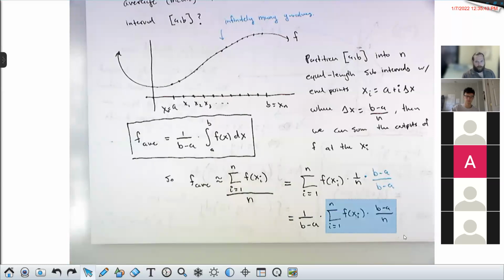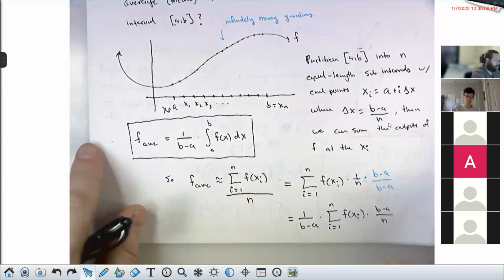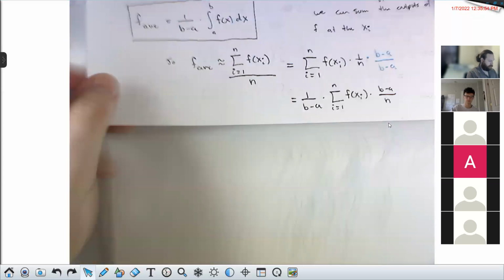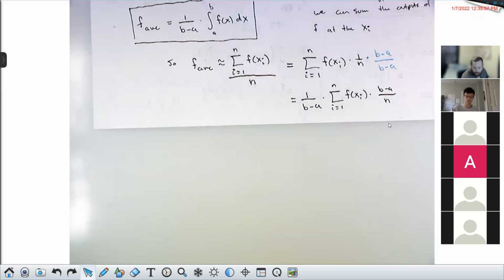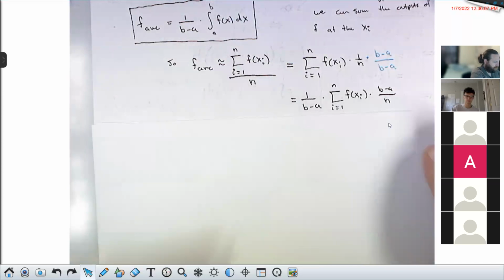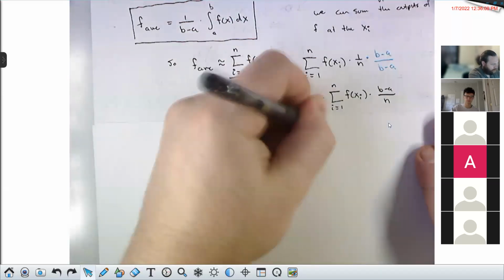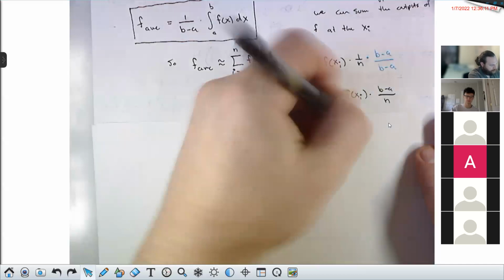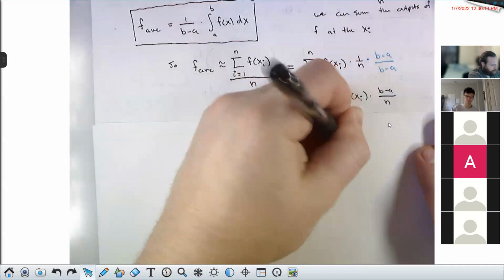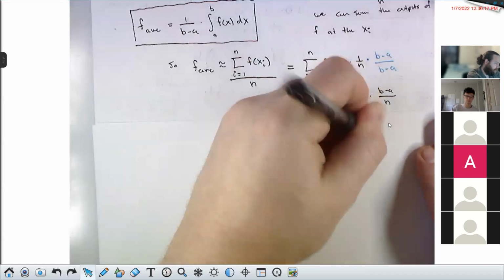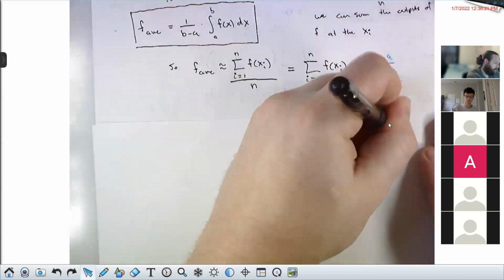And you may or may not recognize this at this stage. If I rewrite (b minus a) over n as delta x, hopefully you will recognize it. This is the formula for the Riemann sum that represents the definite integral. This is 1 over (b minus a) times the sum over i from 1 to n of f of xi times delta x.